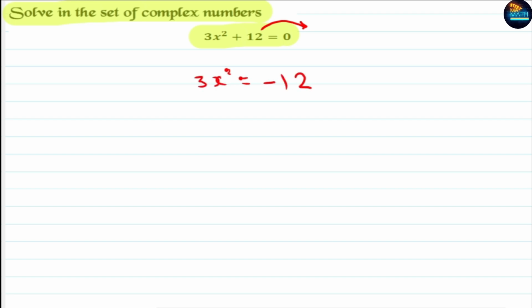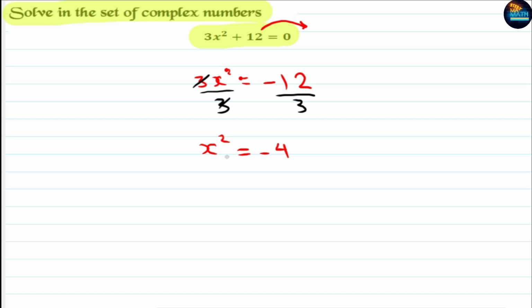And the coefficient of x squared is 3. So to get rid of 3, you have to divide both sides by 3. So 3x to the power of 2 divided by 3, and negative 12 divided by 3. 3 and 3 cancel each other out, so you have x to the power of 2 is equal to, and negative 12 divided by 3 is negative 4.